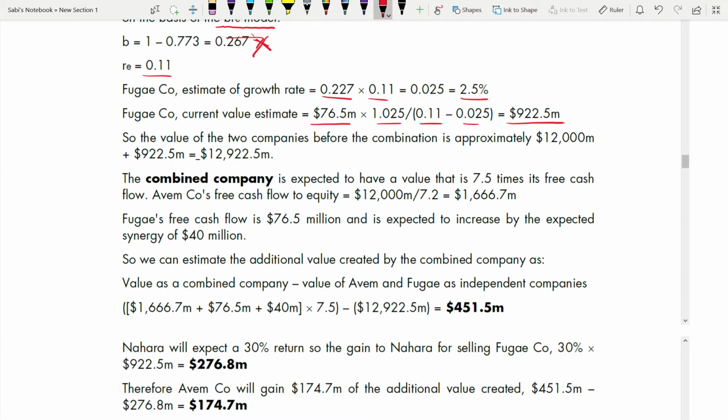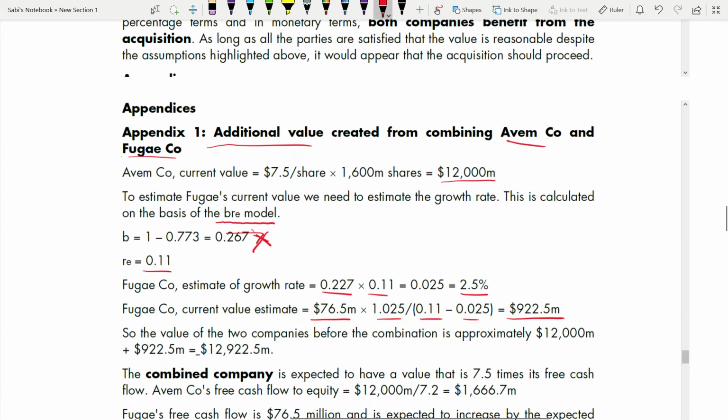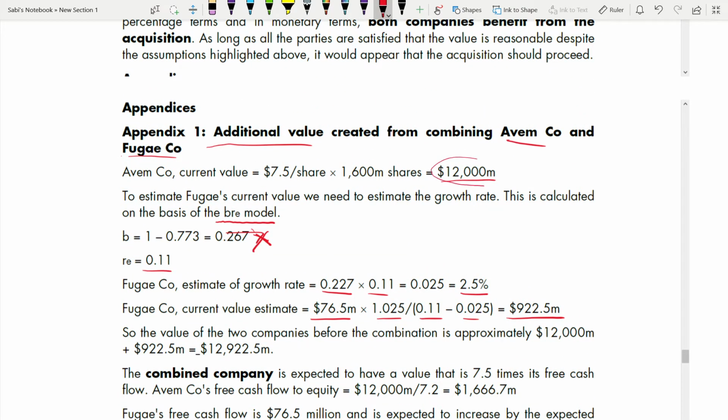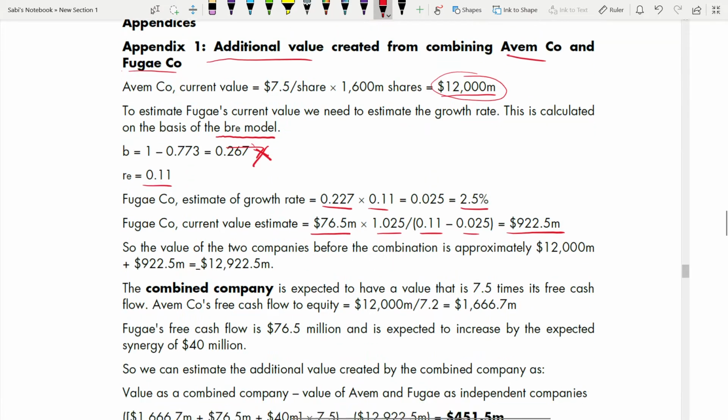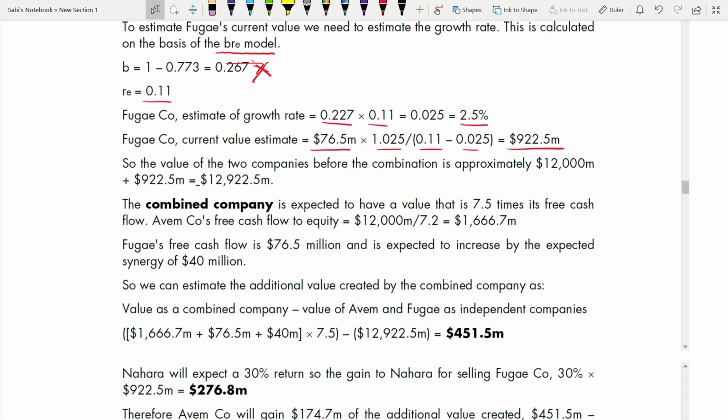So Avem's value is 12 million. Okay, value of whom? It is only the value of Avem company. Divide by 7.2, you are getting free cash flow to equity. Now, Fugai's free cash flow is 76.5, and that was their free cash flow to equity.